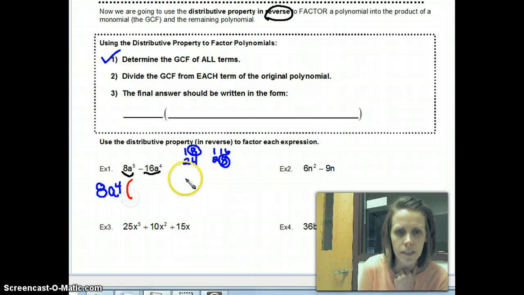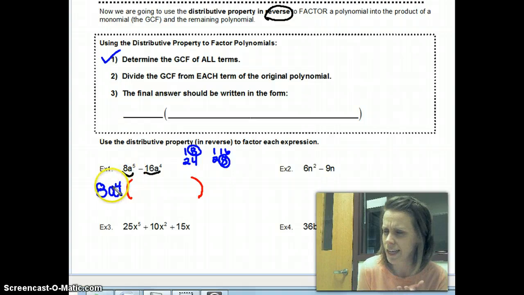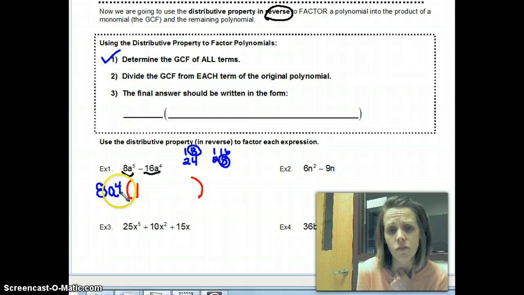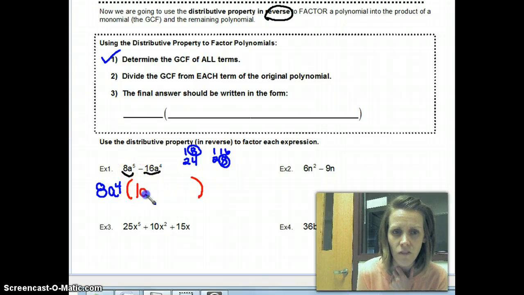So we're going to draw our parentheses, and you're going to divide the GCF from each term, okay? So what you're going to do is you're going to divide 8 divided by 8. What does that give you, 8 divided by 8? Well, the answer is 1, okay? But you also have to divide it from this a to the 5th. So if I take a to the 4th out of a to the 5th, how many do I have left? Question, think about it. 1, right? So I have a to the 1st left over.